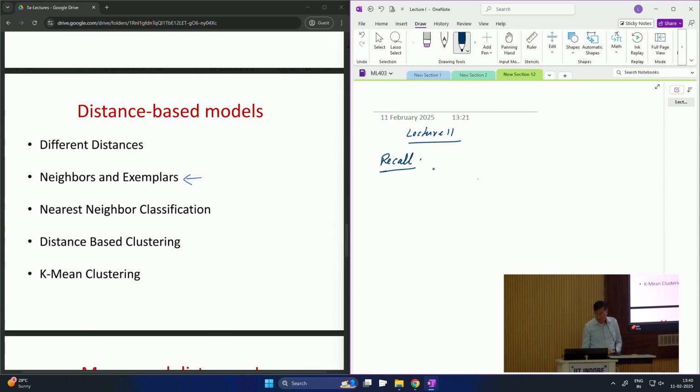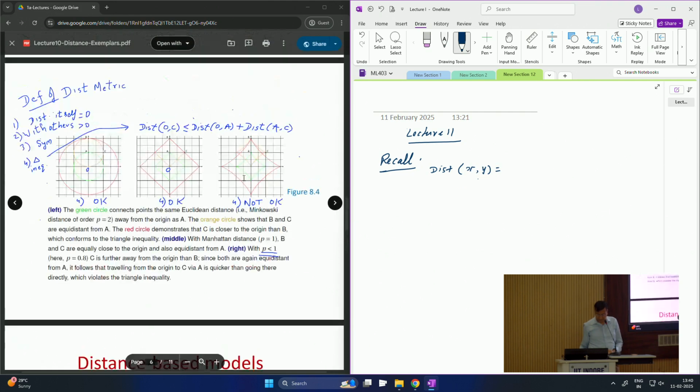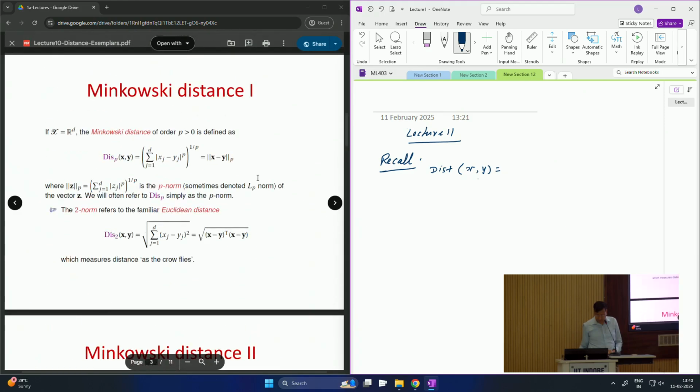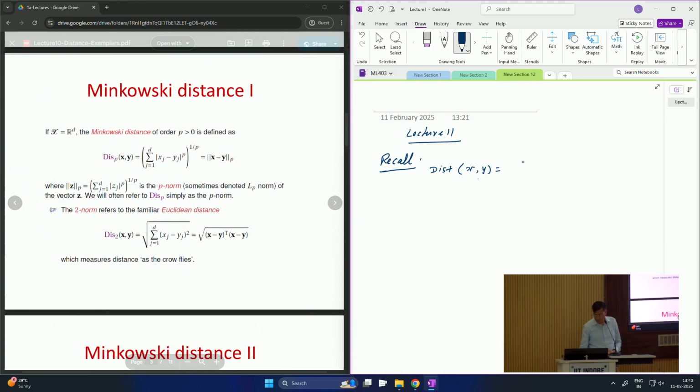Minkowski distance. If you're finding the distance between two points x comma y, it was the summation of the absolute value of xj minus yj, they're using j rather than i, with j going from 1 to d, where d is the number of dimensions, all to the power 1 over p. Okay, so this is what we were doing.